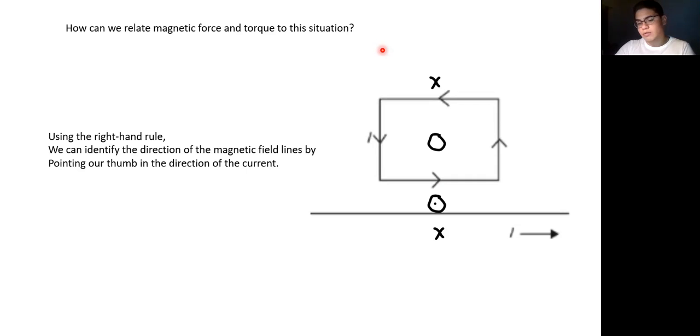If you do this for the rectangle as well, you'll notice that through each length of the rectangle, the center will have a magnetic field pointing out of the page, and on the outside edge of each length for the rectangle, the magnetic field would be pointing into the page.